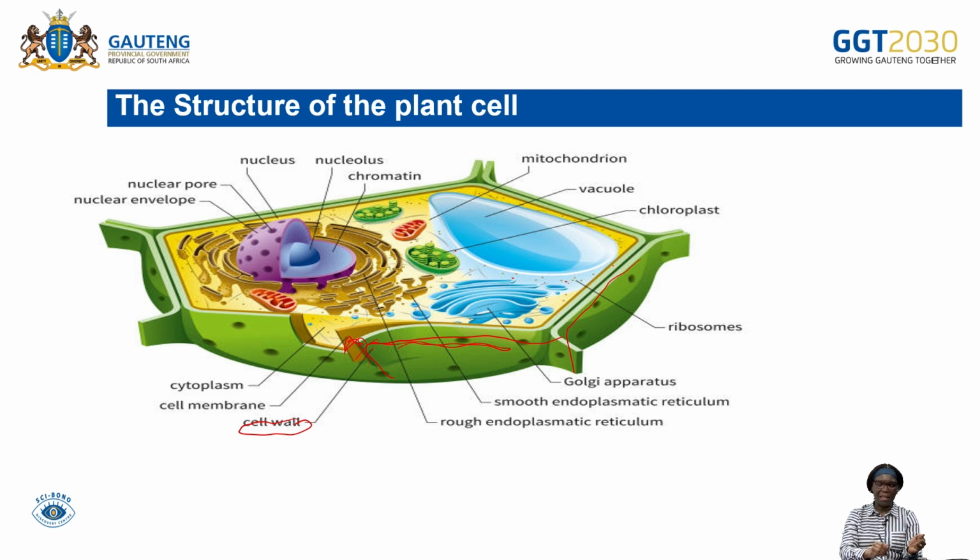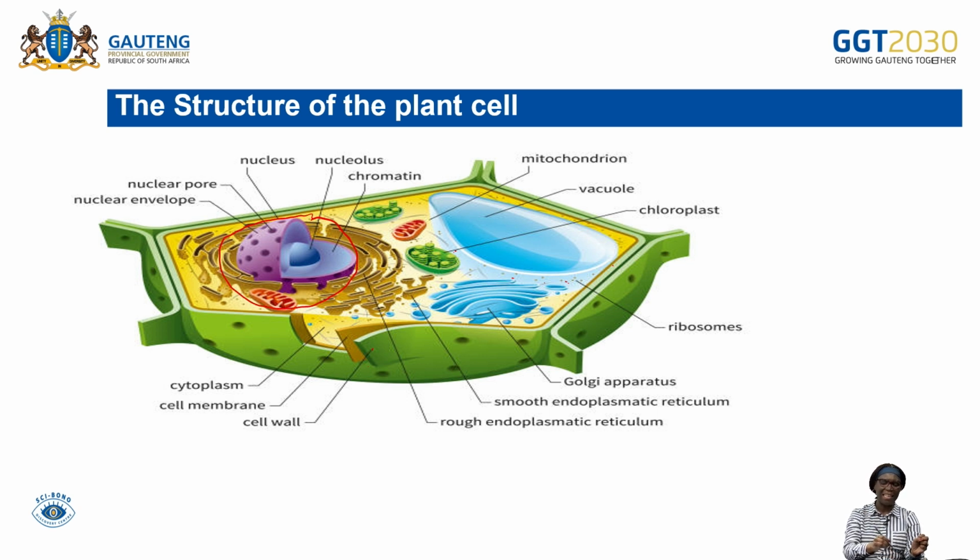Now, within the plant cell, there are very important organelles that you must know also for next year in grade 12. Isn't it that grade 11 learners, next year you'll be in grade 12? Yay! So it's very important that you know the parts of the plant cell and their functions. We have a very important part that you will learn more about in grade 12 next year.